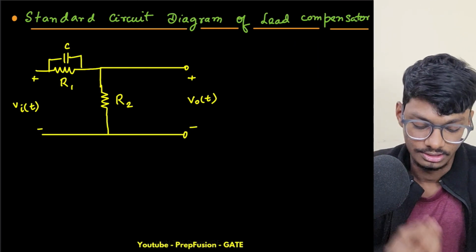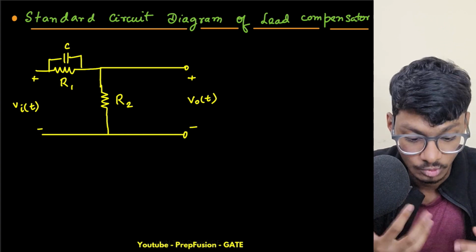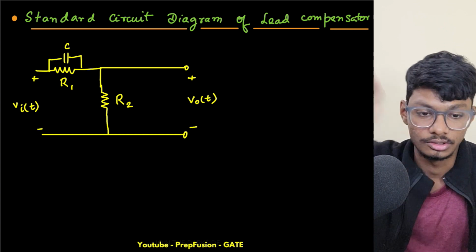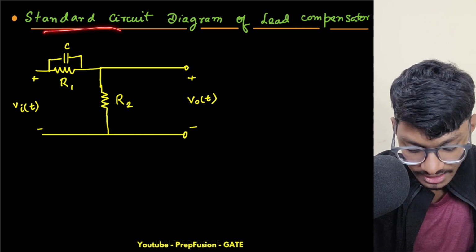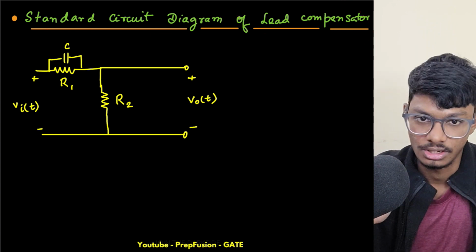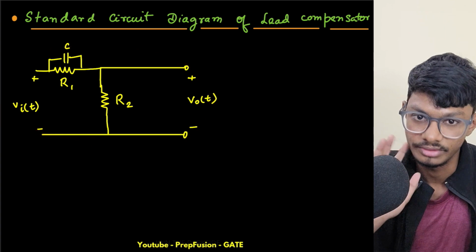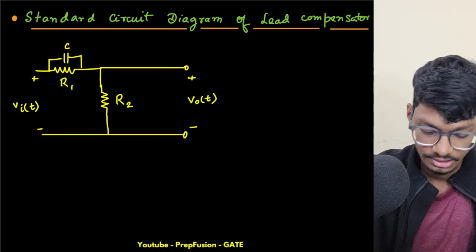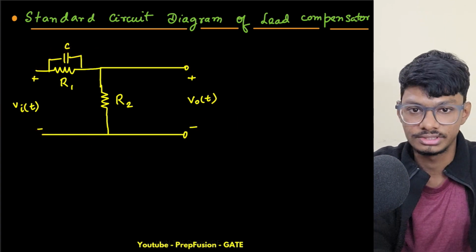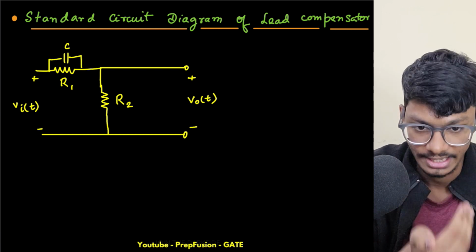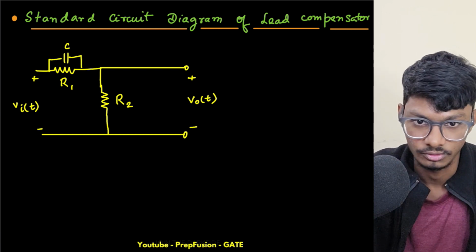Now this is a standard topic, so if some question comes from this, you can solve it. This is the standard circuit diagram of the lead compensator. I will tell you how to remember this also, but for now understand this is a standard circuit diagram. We obviously won't study how it got derived, we don't have time for that.